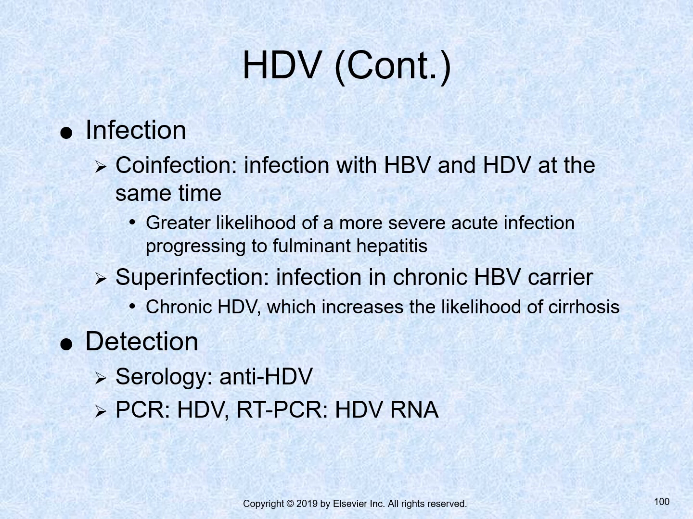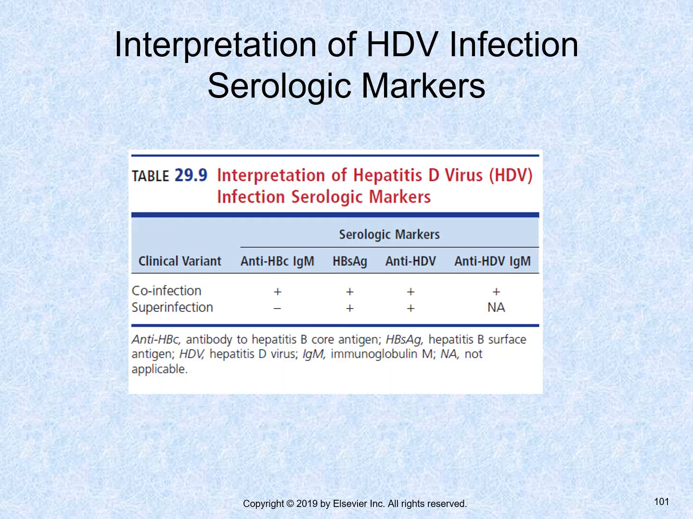Diagnosis of HDV infection requires serologic testing for specific HDV antibody. Commercial tests are available for HDV IgG. Reference labs may also offer IgM and HDV agglutination testing and PCR. Table 29.9 provides an interpretation of hepatitis D virus infection serologic markers. For co-infection, you'll see that all the serologic markers are positive, whereas in superinfection, only the hepatitis B surface antigen and the anti-HDV are positive.